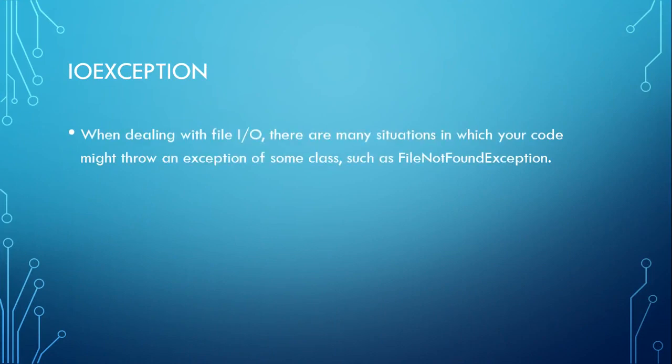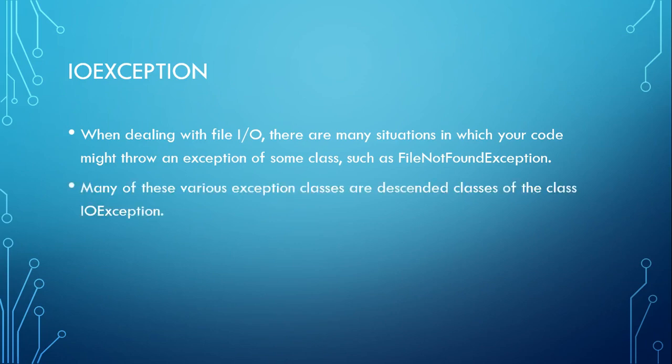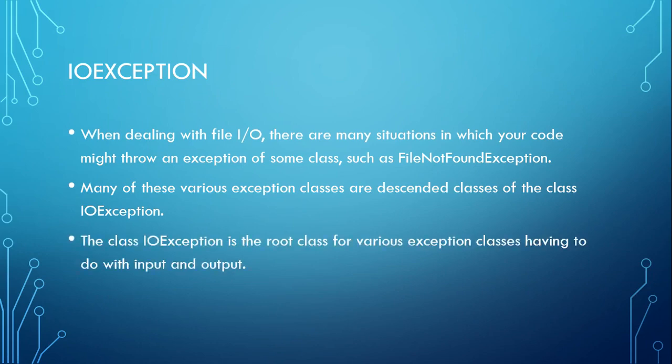Now, when dealing with file I/O, there are many situations in which your code might throw an exception of some class, such as FileNotFoundException. Many of these various exception classes are descendant classes of the class IOException. The class IOException is a root class for various classes having to do with input and output.